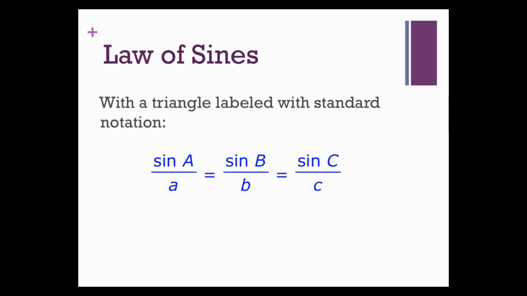So you pick and choose what you want to use. You know A and you know B, then you use the first 2. You know A and you know C, you use the first and the third. You know B and C, you use the last 2. You're not going to use them all at the same time. You can't solve an equation with two equal signs.